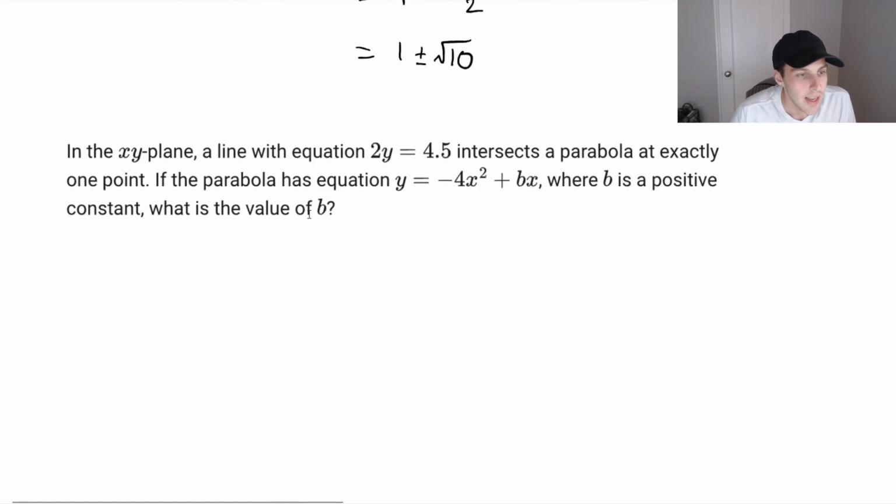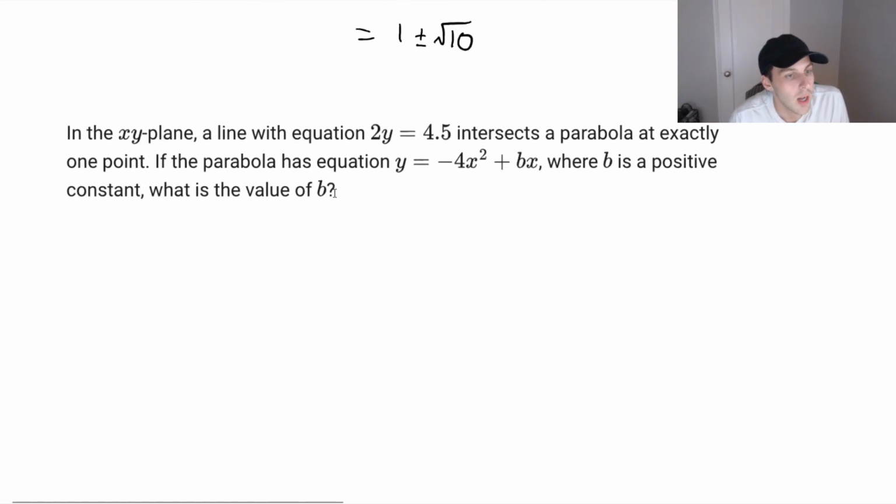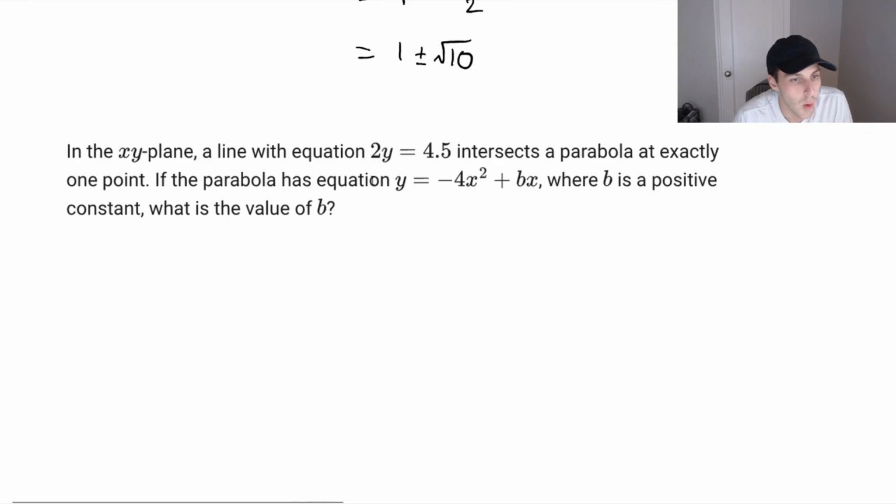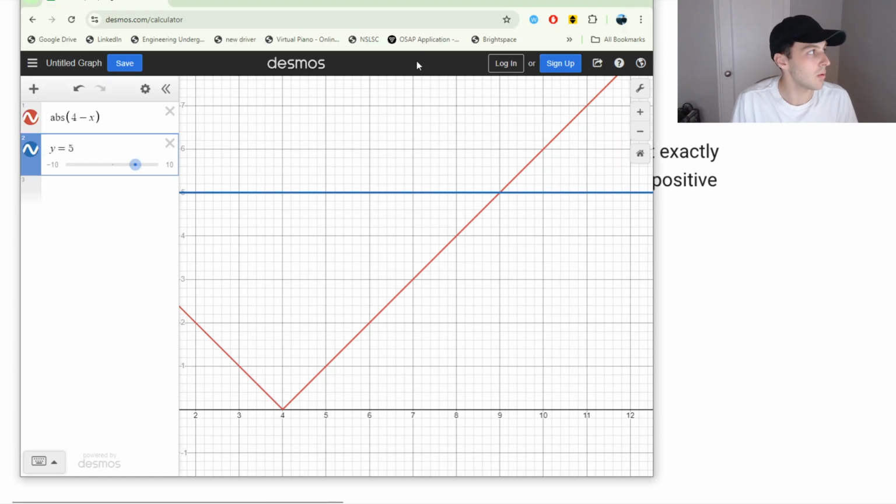It says, in the xy plane, a line with the equation 2y equals 4.5 intersects a parabola at exactly one point. If the parabola has equation y equals minus 4x squared plus bx, where b is a positive constant, what's the value of b? Okay. If you have Desmos available to you, this one was quite simple.